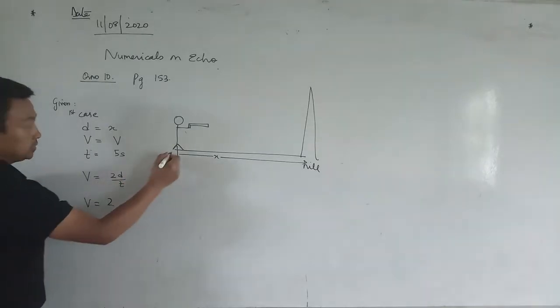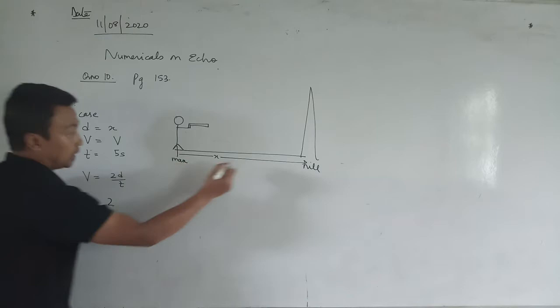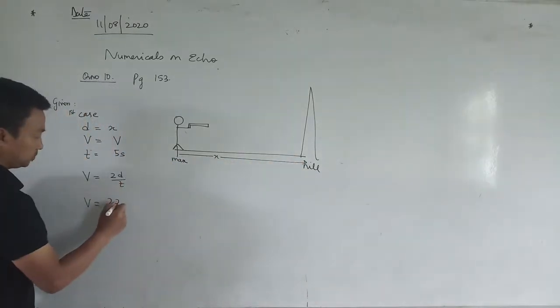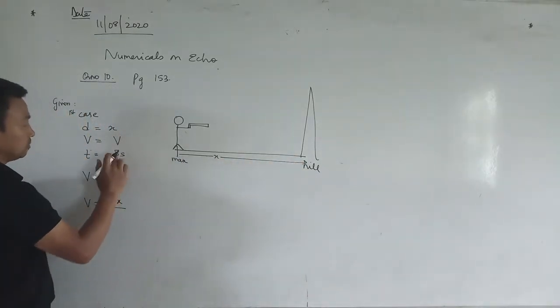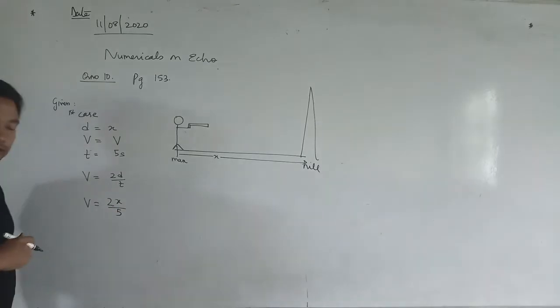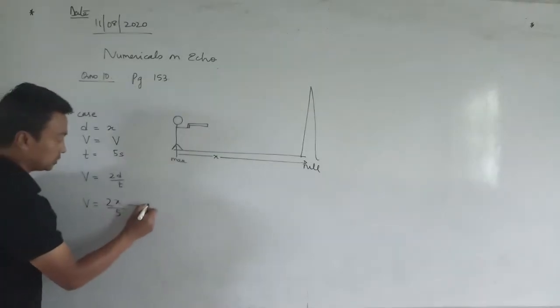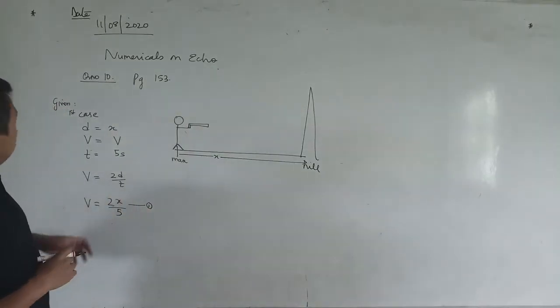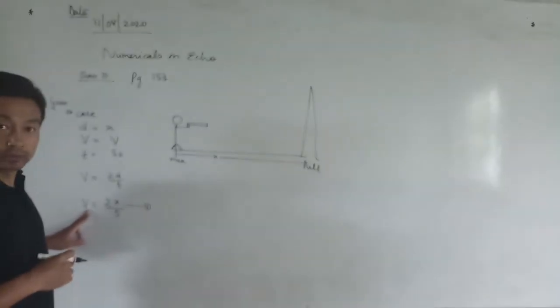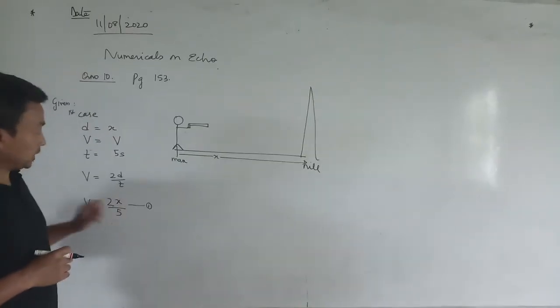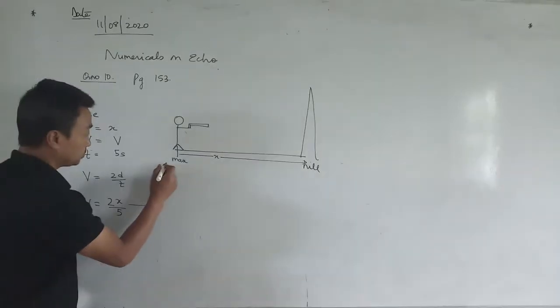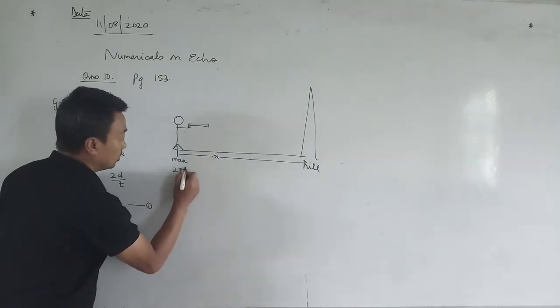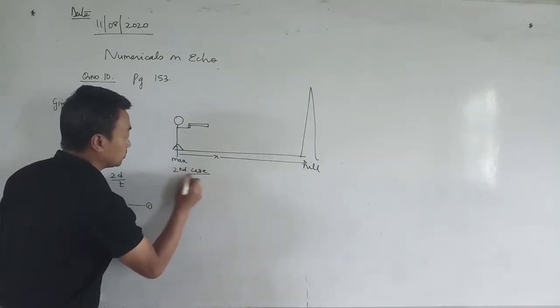The distance between the man and the hill is x. The time taken by the sound to travel back is 5. So let us make this equation number 1. Here we see that v is unknown and the distance is also unknown. Now look at the second case.